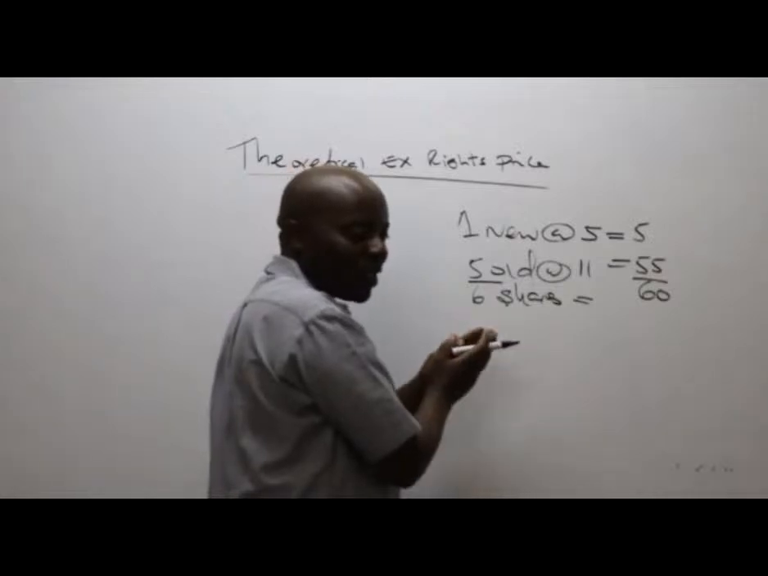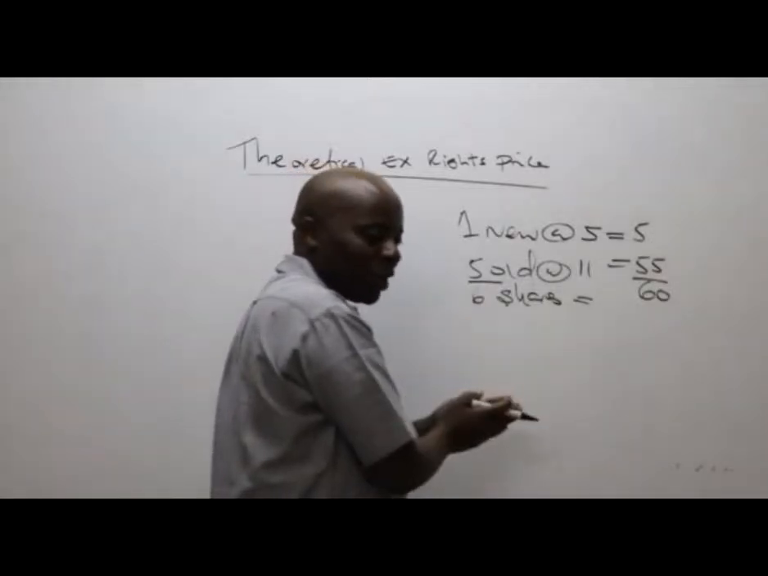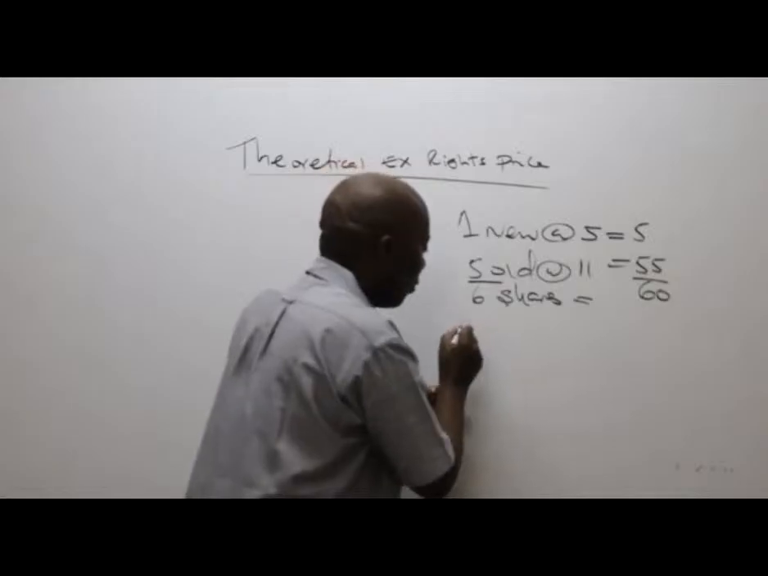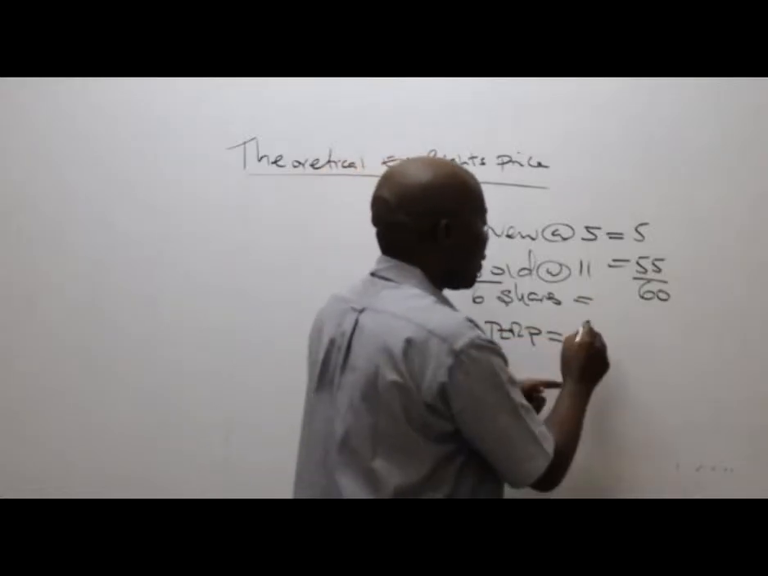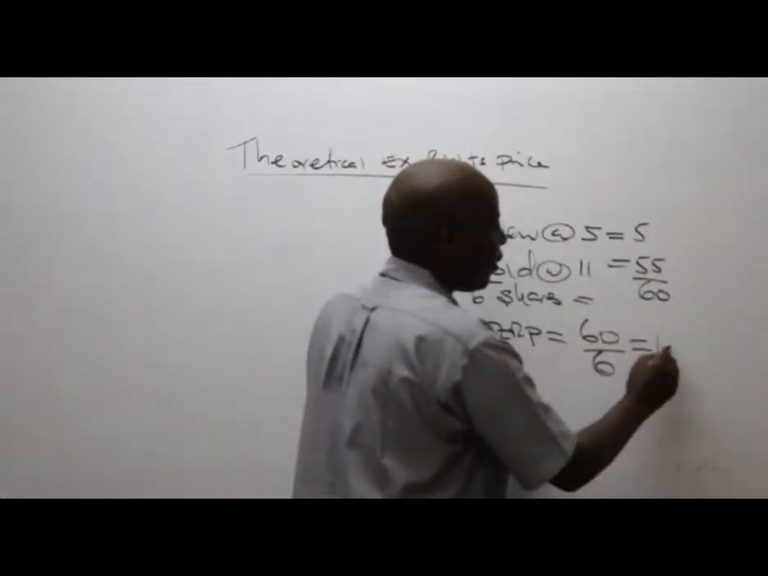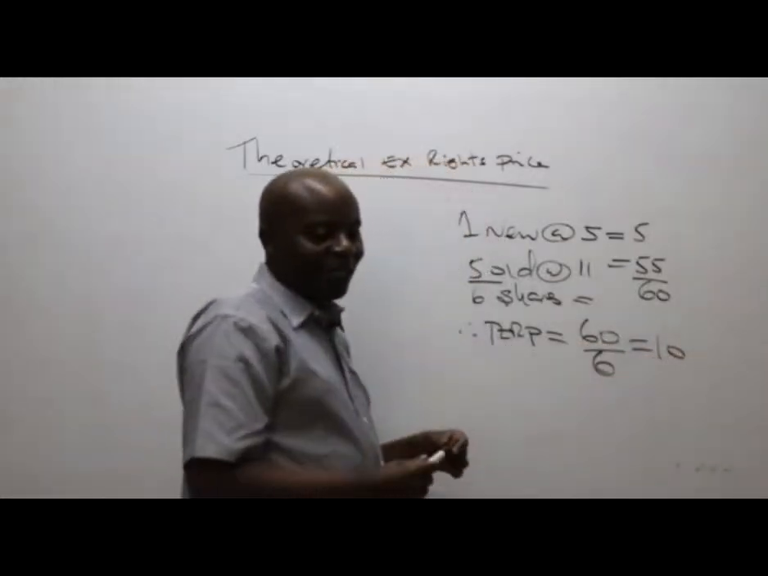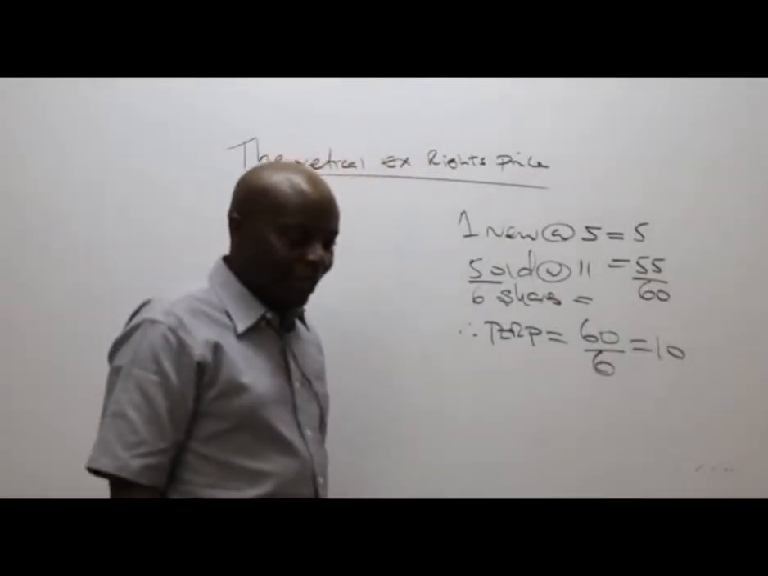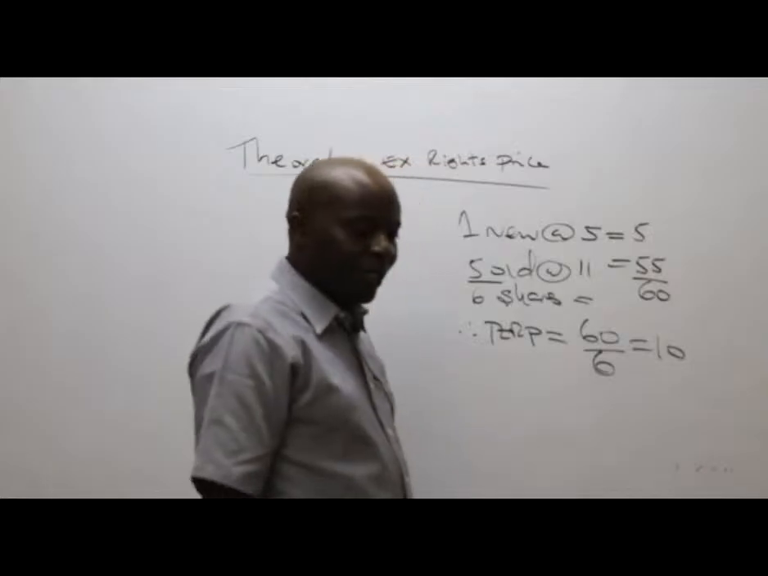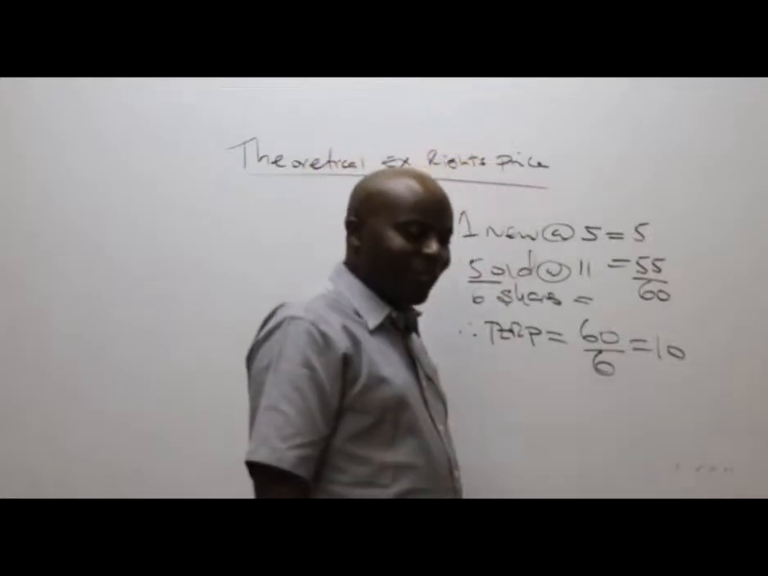Once you give us that 1 share, then you are giving us the theoretical X rights price. Therefore, the theoretical X rights price here will be 60 divided by 6, which gives us 10. The theoretical X rights price is 10. That is so important to me.